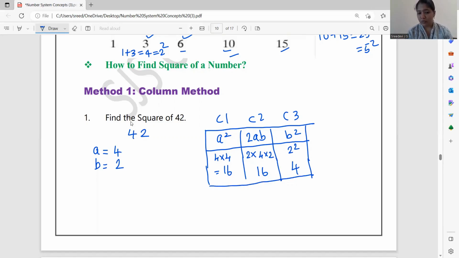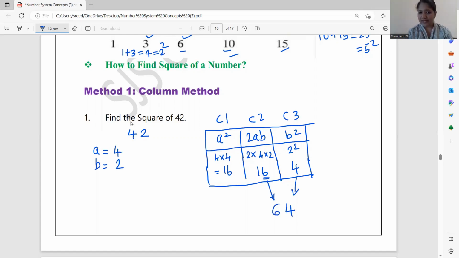What is step 2? You have to arrange these numbers. How will you arrange? First, you have to take the unit digit of column 3. Here, only one digit is there, so we can write it as it is, 4. Next, come to column 2. Column 2 has 2 digits, right? Whenever 2 or more digits are there, we take only the unit digit. So here the unit digit 6 I am going to write. So it is 6.